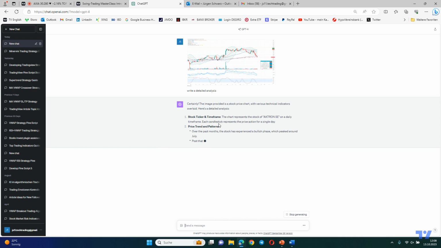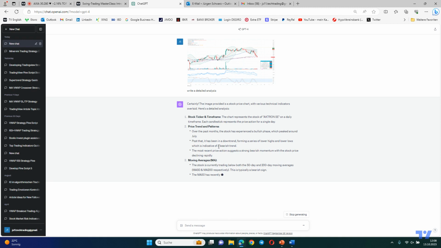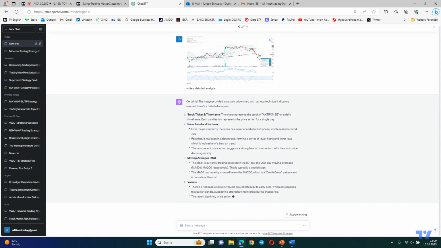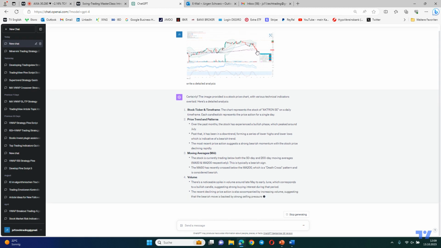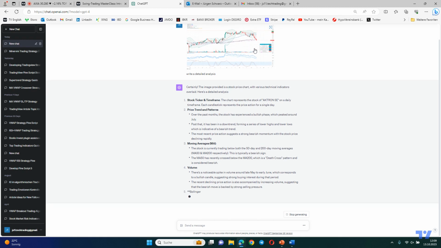Let's just look at what ChatGPT is coming up with. Over the past months, it was bullish. Yes, it's referring to that series of lower highs and lower lows, which is concerning, which is a violation. The most recent price action suggests a strong bearish momentum. Yes, it's trading below the 50-day and 200-day moving averages. That's what I referred to. So the last violation we're going to see for sure before we're out of the trade is the violation of the 200-day moving average.